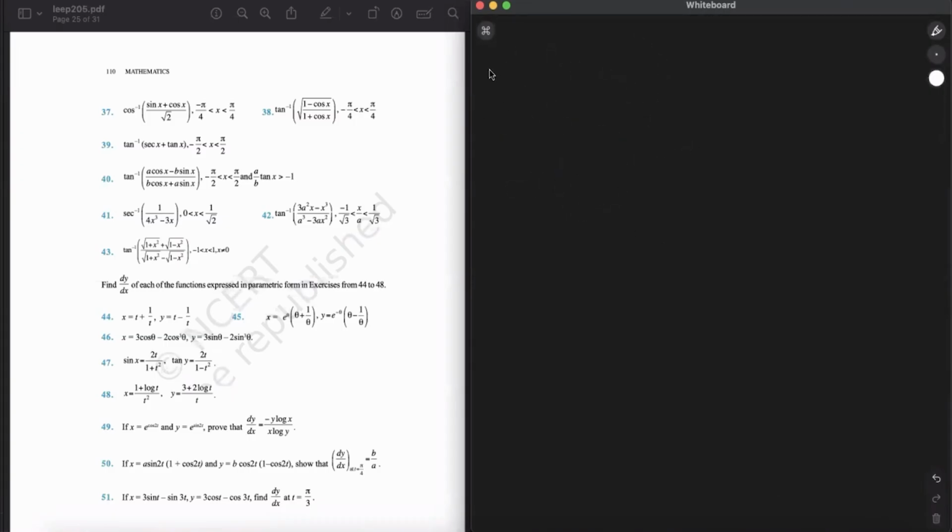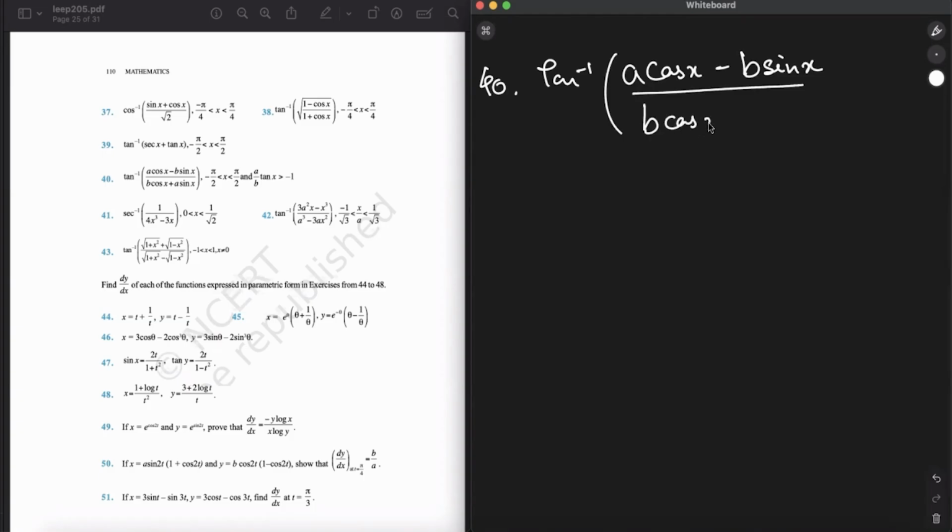Moving forward with the next question, question number 40. In this question, we have been given tan inverse of (a cosine of x minus b sine of x) whole divided by (b cosine of x plus a sine x). And here also we have been given the range minus pi by 2.